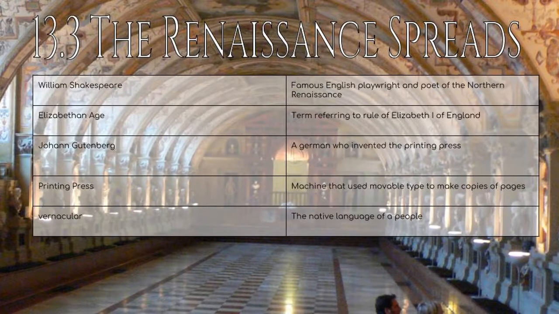The terms this time for this lesson are William Shakespeare, Elizabethan age, Johann Gutenberg, printing press, and vernacular. And don't forget, when you hear this sound, you know you've heard a vocabulary term.